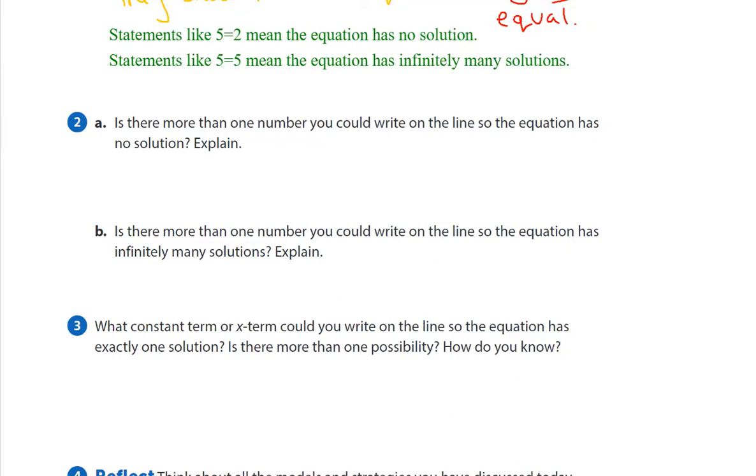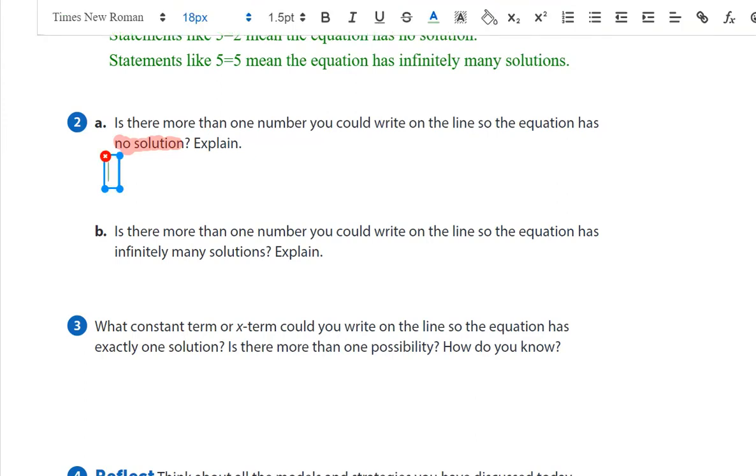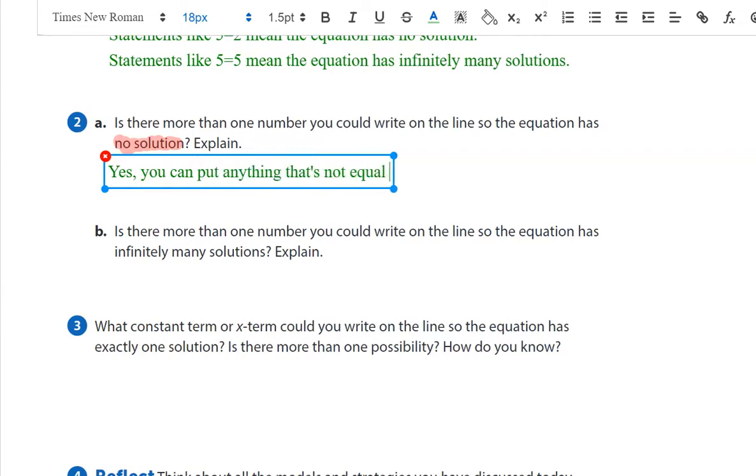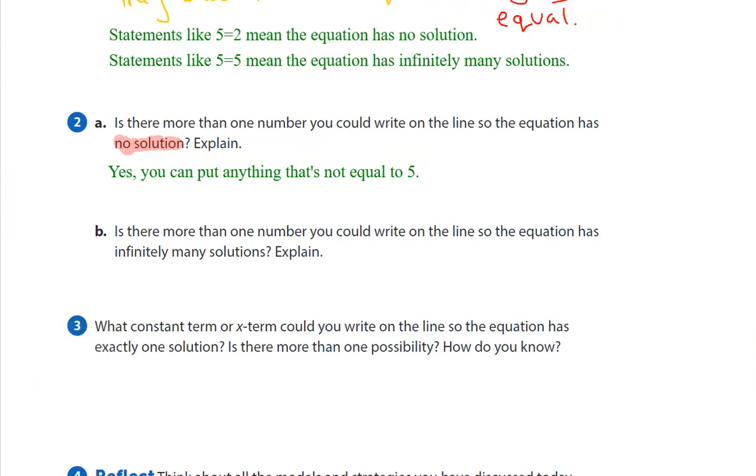Is there more than one number you could write on the line so that the equation has no solution? Explain. Well, we said it just can't be equal to 5, right? There's an awful lot of numbers that aren't equal to 5. So yes, you can put anything that's not equal to 5. And then I can guess what B is going to be. Can you guess what B is going to be? Is there more than one number you could write on the line so the equation has infinitely many solutions? And we need to explain that.